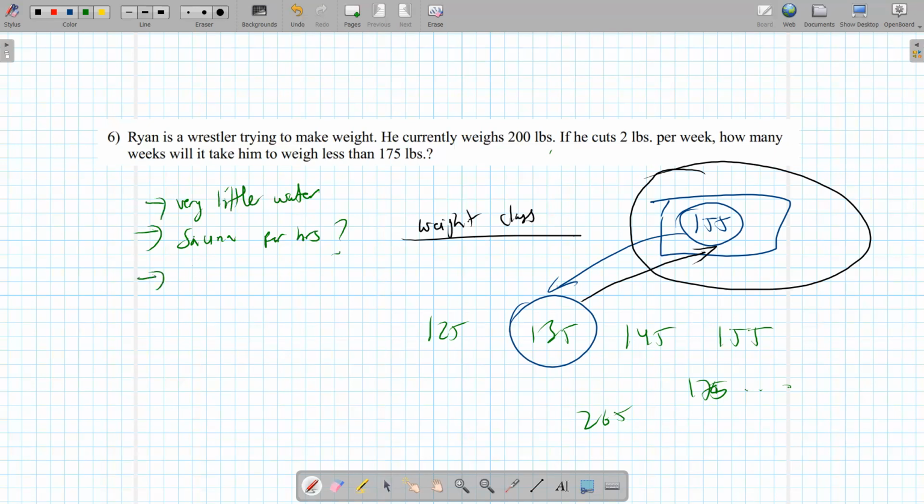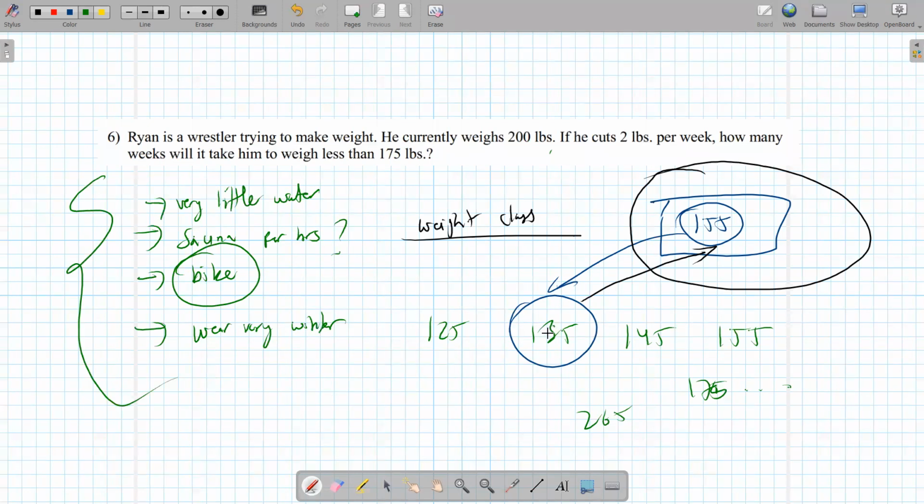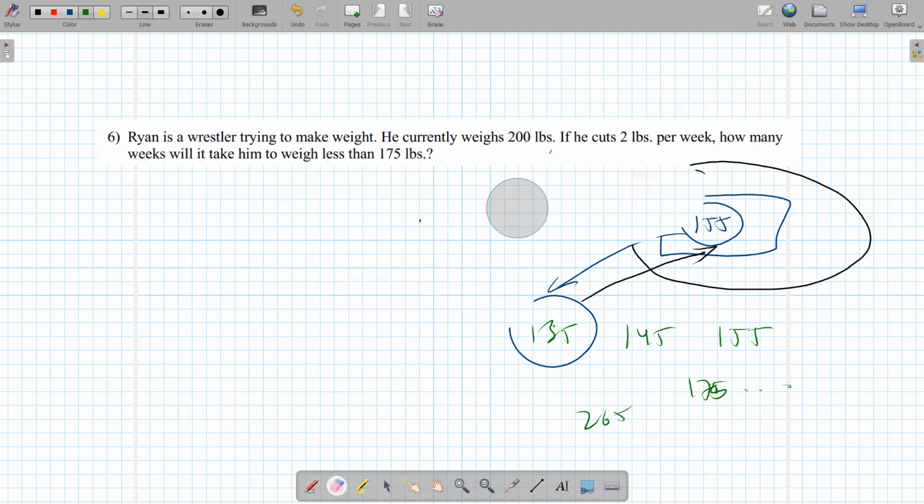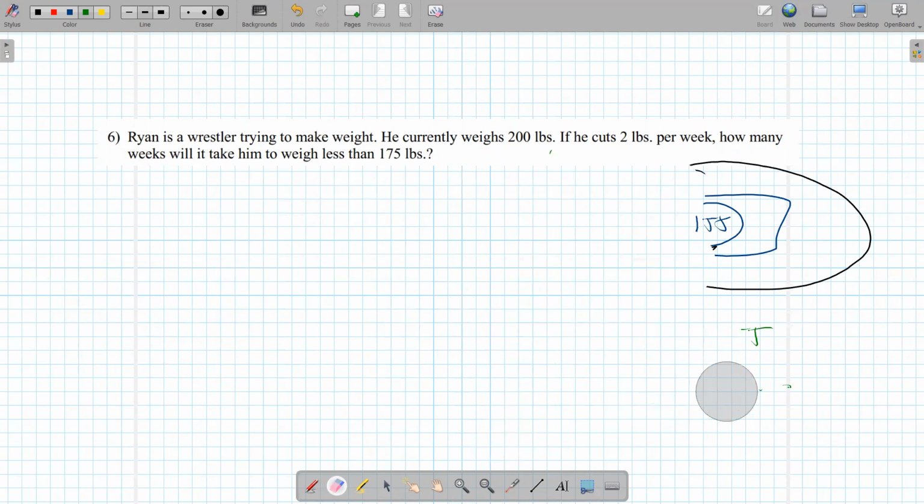And they also bike, like the exercise bike, for hours as well. There's way more. They also wear very thick winter clothing, even in the middle of summer, so that they sweat it out. Sounds ridiculous. So they do all these things to make weight, and then after they step on the scale and their weight has been officially recorded, they drink a lot of water and basically go all in. They eat a lot, they drink a lot of water. It is extremely unhealthy.